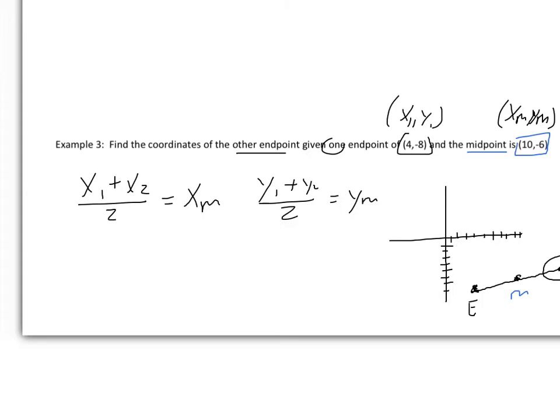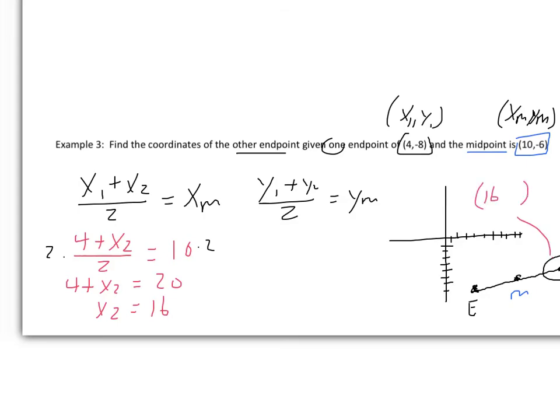So what do we know? Well, if we plug it in, we know that our x1 value is 4. We don't know what the second x value is, but if we added them up and divided by 2, we know that the answer would be 10, because that's the midpoint. So we can just solve this, and we get 4 plus x2 equals 20. Subtract 4 from both sides, and we get 16 for our coordinate out here, at least for the x.